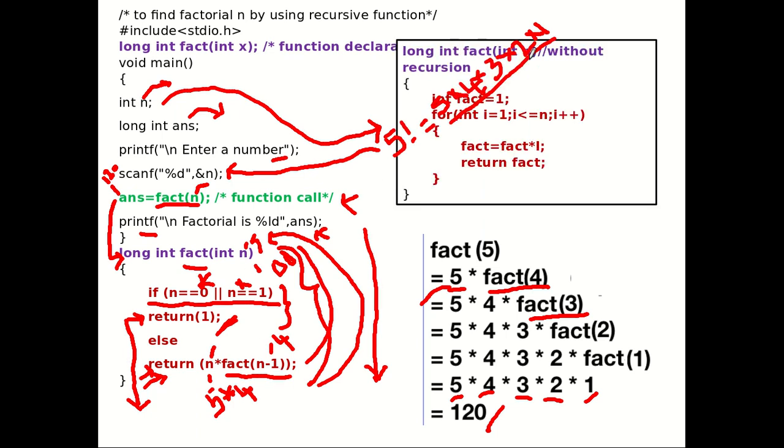The same program can be implemented by using the iterative method, which we have already seen. We will repeat n times and multiply it to fact, and at last we will return the value of fact.